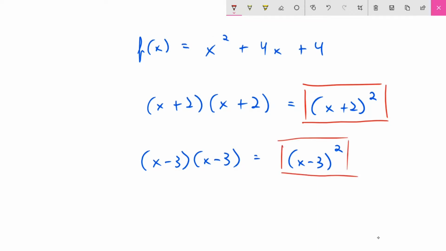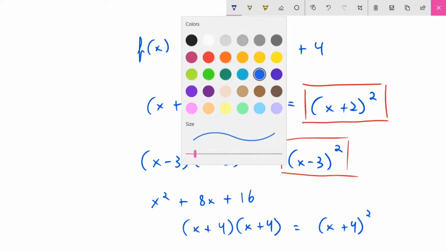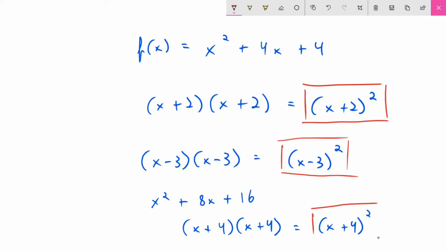So for example, if you had x² + 8x + 16, this would factor out into (x + 4)(x + 4). And you could simplify this even further and just write (x + 4) quantity squared, and that is your answer. So this is the first part of our notes.